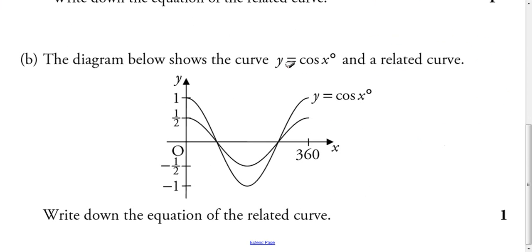The diagram below shows the curve y equals cos x and a related curve. Write down the equation of the related curve. So here's y equals cos x, going down to negative 1 and up to positive 1. The new curve, this one here, only goes down to negative a half and goes up to positive a half. So that's the value at the front that's changed. It was a 1, it's now a half. So the new function is y equals a half cos x. Put a mark.